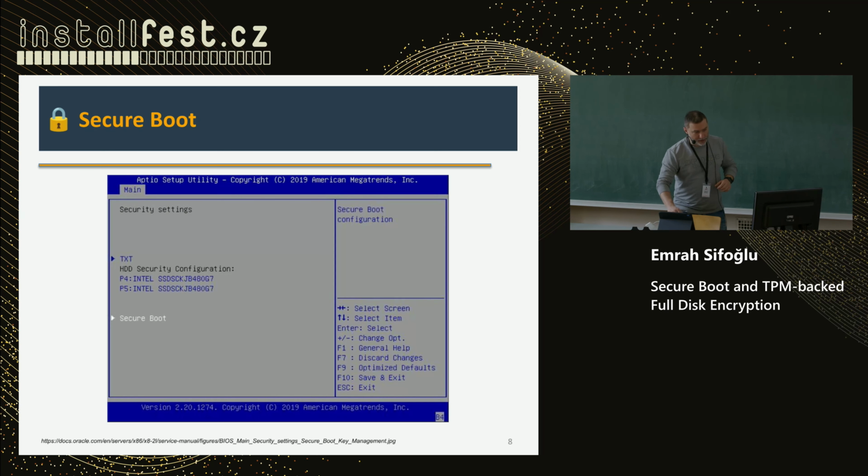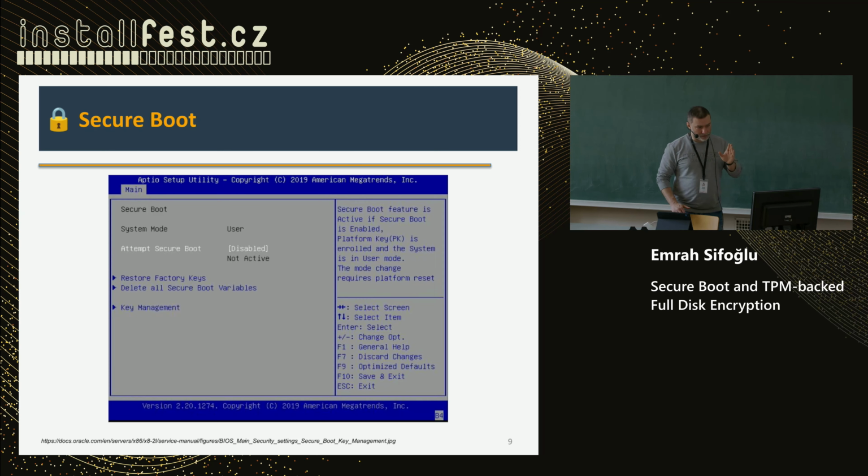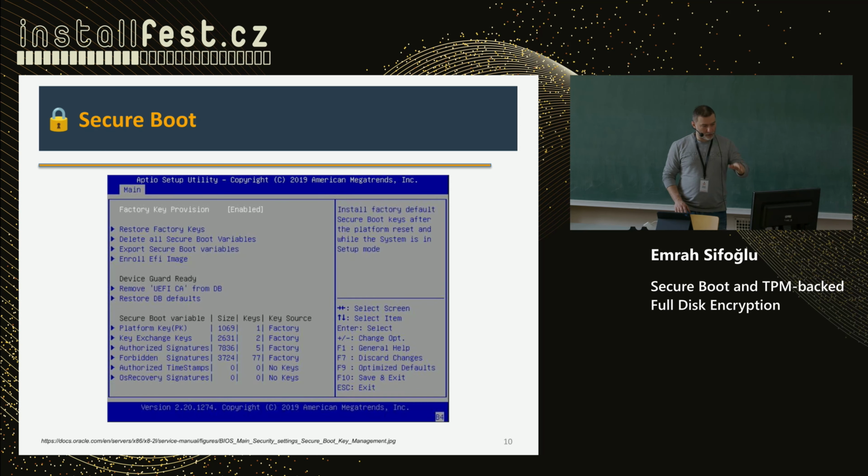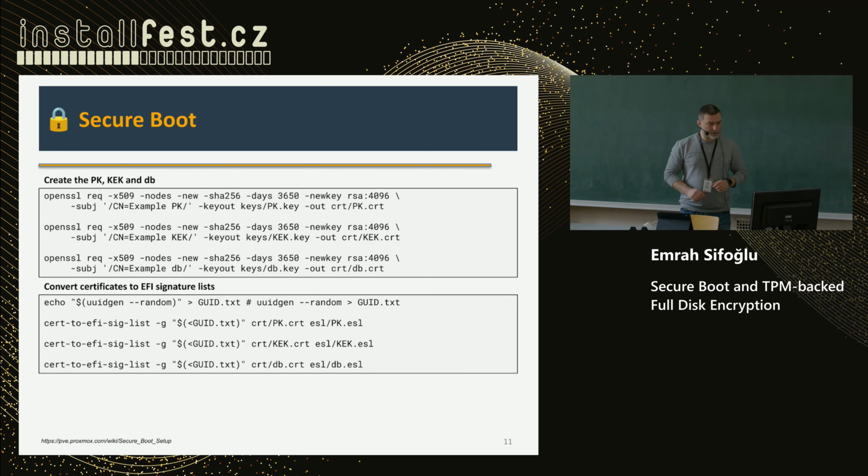How can we check it? There are different systems out there, and you just need to find where Secure Boot is located and disable it. After that, you need to delete all the keys: platform key, key exchange keys, authorized signatures, and you can also delete forbidden signatures as well. After that, what are you going to do? Well, it's actually quite straightforward.